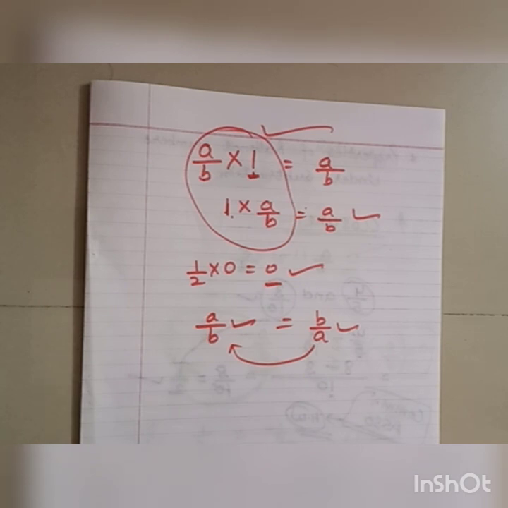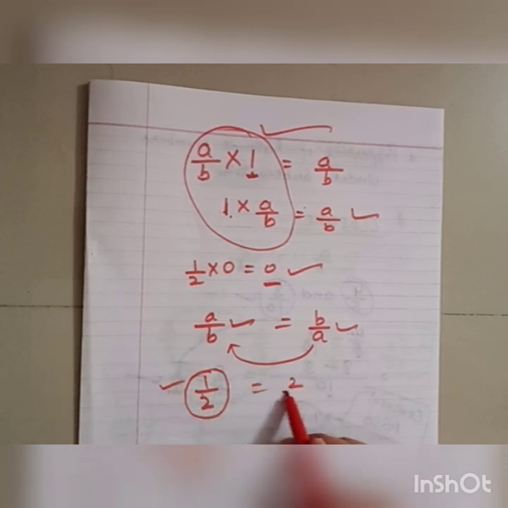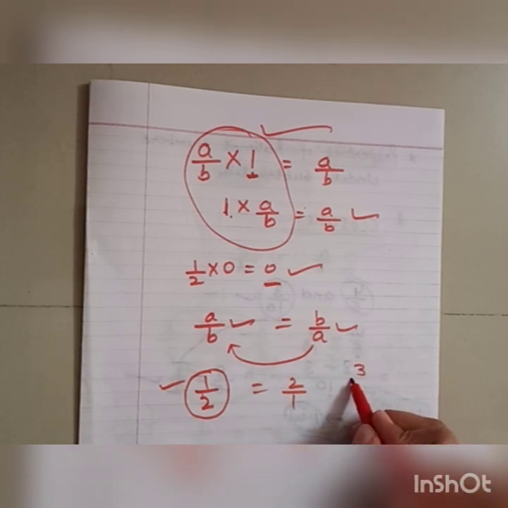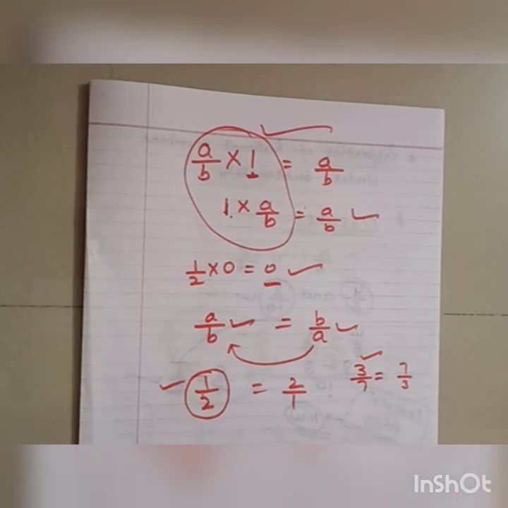This is how we can solve it. The multiplicative inverse of 1 by 2 is 2 by 1. Now 3 by 7: the multiplicative inverse of 3 by 7 is 7 by 3. Like this way.